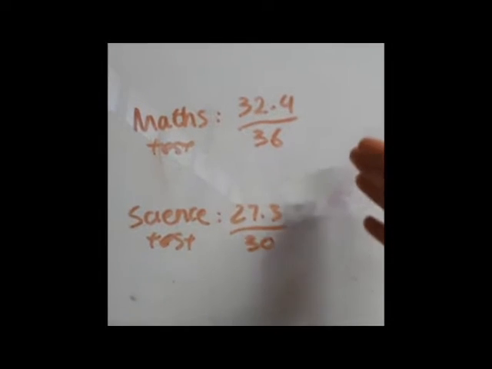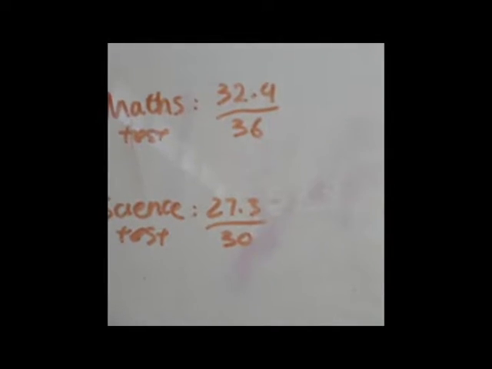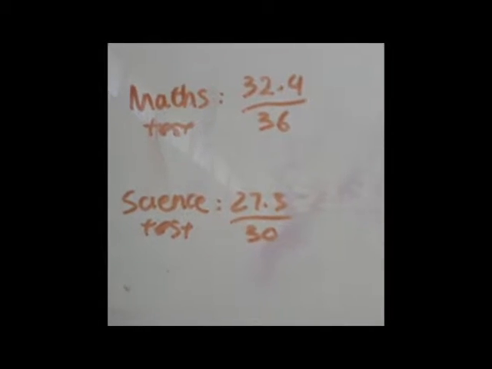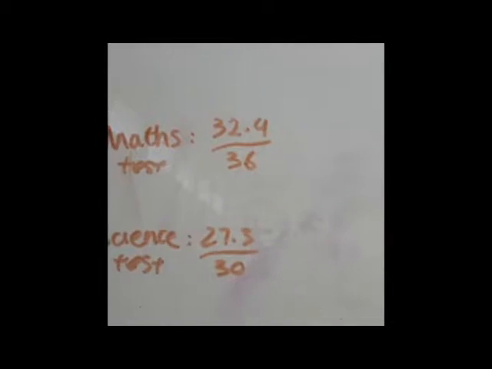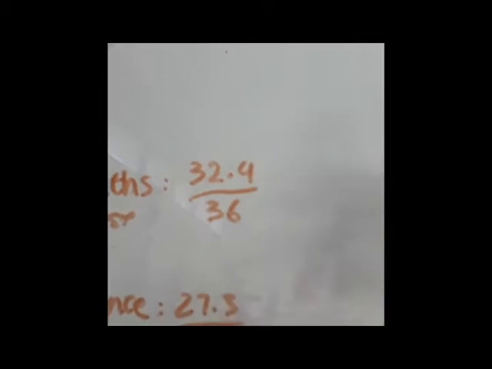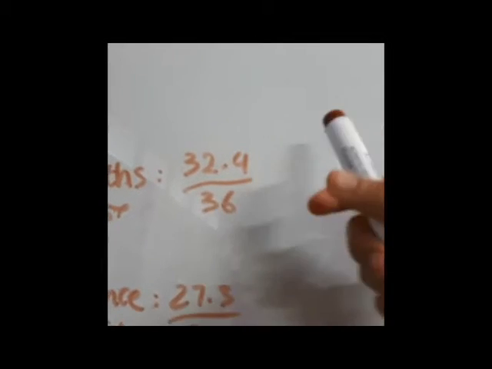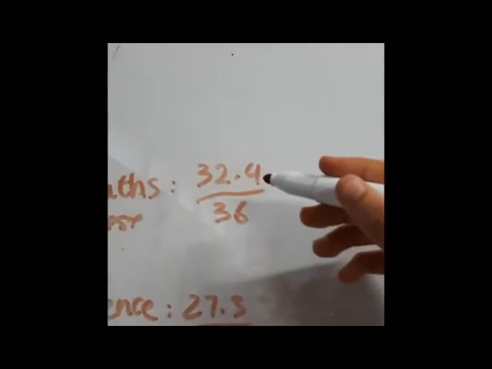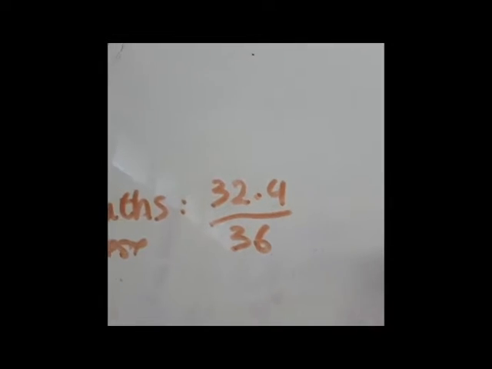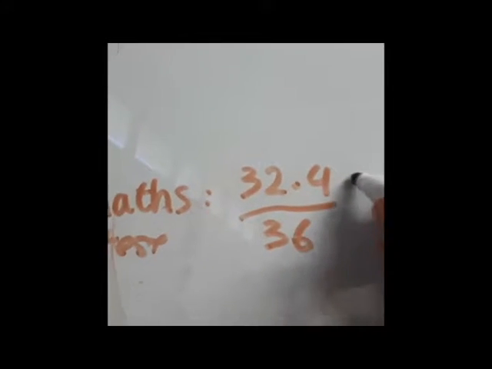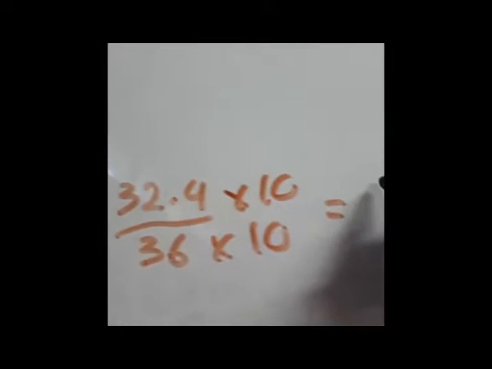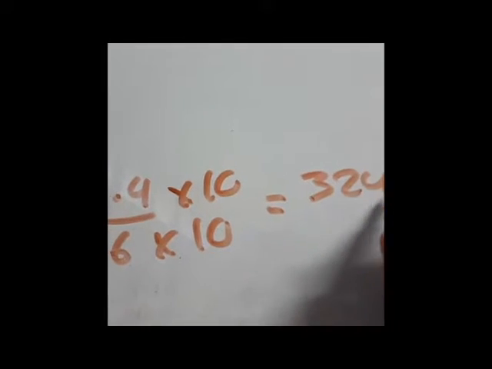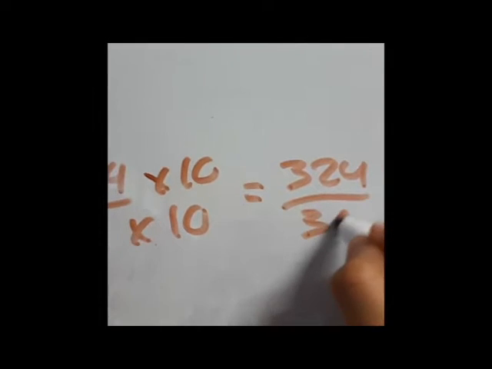Now for a worded problem. These are the test results of Reem. On her maths test, she scored 32.4 over 36, and on her science test, she scored 27.3 out of 30. What we need to do is find which test she scored the highest on. We're going to do this by turning them into percentages. First of all, this fraction has a decimal point. We need to get rid of that because you cannot have a decimal point in a fraction. An easy way to do this is just to multiply both the numerator and the denominator by 10, giving us a new fraction of 324 over 360.